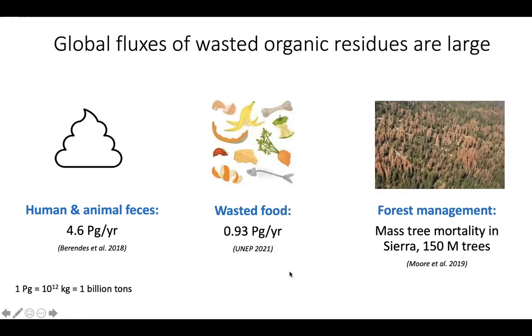There are also lots of wasted organic residues that are available for transformation and use in agricultural systems. Just a few numbers to put out there. Human and animal feces is on the order of about 4.6 petagrams per year. Wasted food, 0.93 petagrams per year. This also has potential implications for forest management, for example in the Sierra, with the drought affecting so many dead trees. These are all potential organic resources that could be reused in agricultural systems in smart ways.